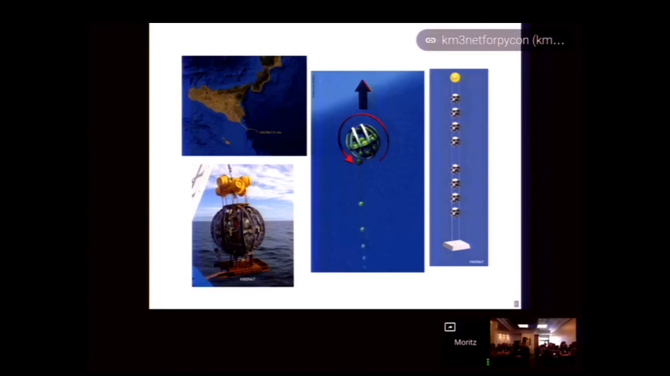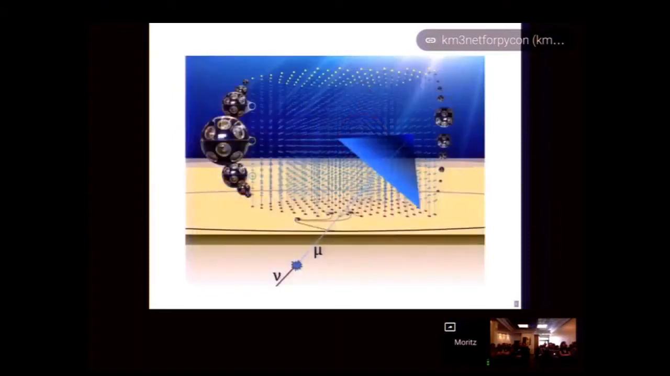In the detector itself, there's not just one line, but really, really many of them. Because we need a very large volume, we completely instrument a cubic kilometer of seawater with these floating photon multipliers. And then whenever we get a neutrino event, for example, here it comes from below, through the Earth, because it can just fly through the Earth. Somewhere it hits the bedrock, produces a particle, and this particle then makes a cone of light.